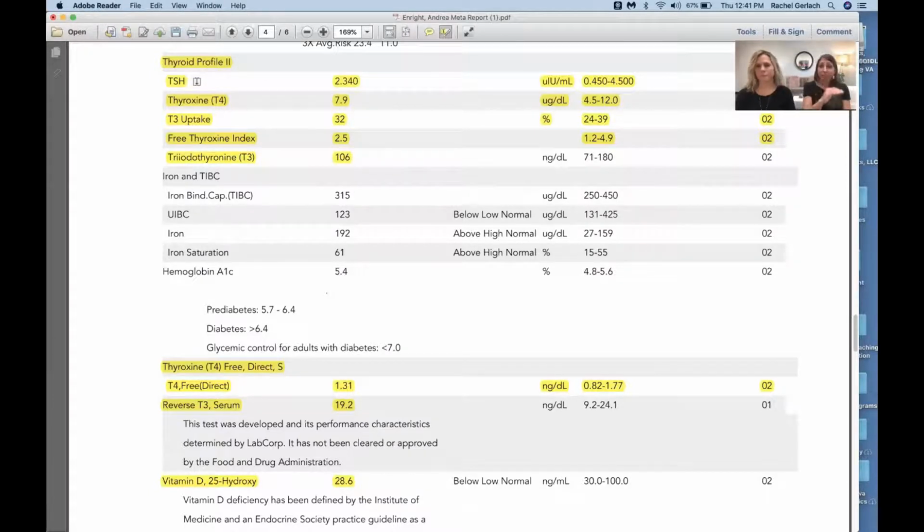So TSH is an important marker to look at, but it's not the only marker. No. And look at this range here, right? So this is what we want to point out, is this is a clinical range, 0.45 all the way to 4.5.